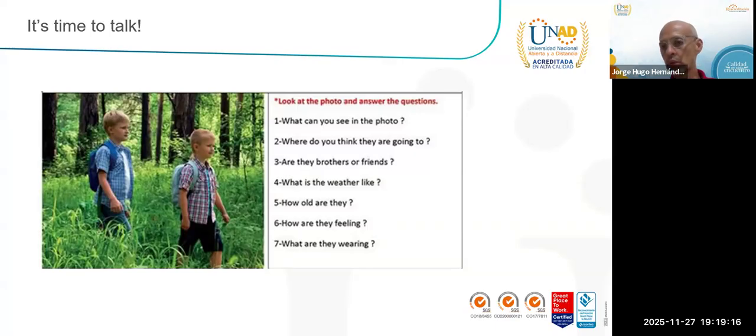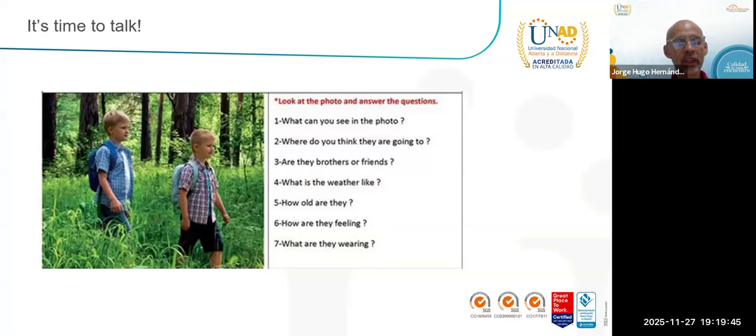They are going to school? Maybe, because they have their backpacks. Or they are taking a walk, or they are going camping. I don't know. So you can say many things about that. Number 3, are they brothers or friends? At the beginning, you can say only, okay, there are 2 children, no more.